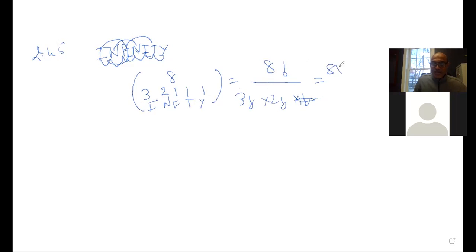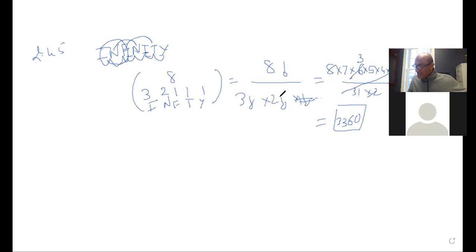So that is equal to 8 multiplied by 7 multiplied by 6 multiplied by 5 multiplied by 4 multiplied by 3 factorial divided by 3 factorial times 2. This 3 factorial, 3 factorial will get canceled out, and here it is 2. So whatever the number you're going to get, that is the answer. Probably you're going to get 3360. So 3360 different ways to arrange these letters of infinity. So that's how you can solve the problem given in the exercise.